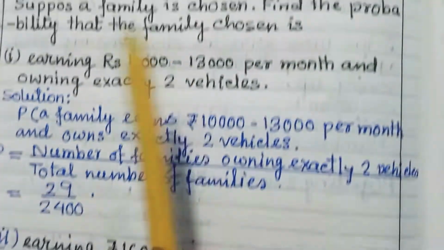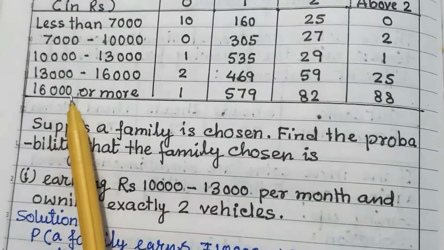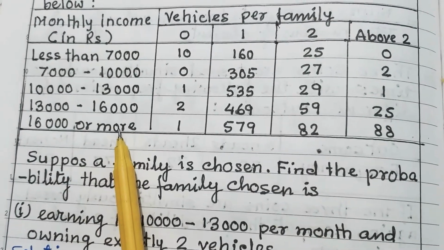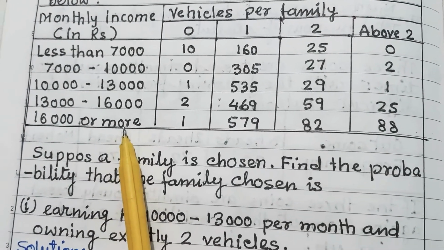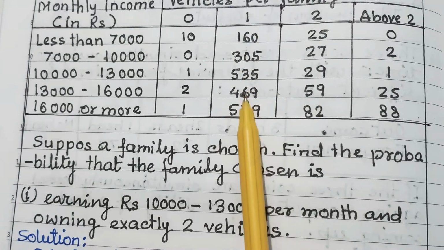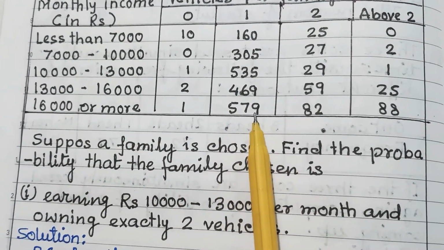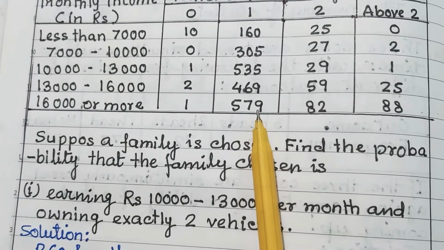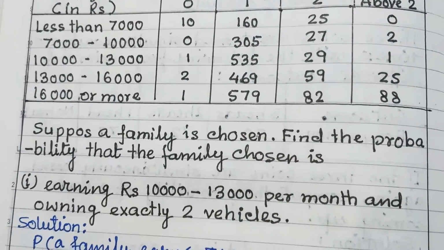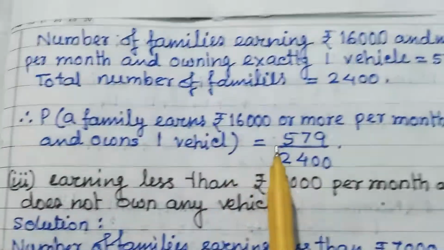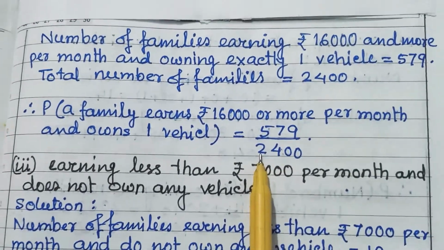Next, earning rupees 16,000 or more per month and owning exactly 1 vehicle. Check the table: 16,000 and more income and owning 1 vehicle, this one. So this number it is, 579 out of 2,400. So that is 579 upon 2,400.